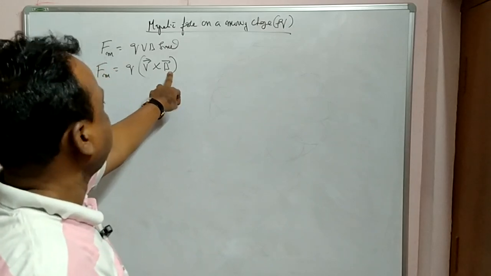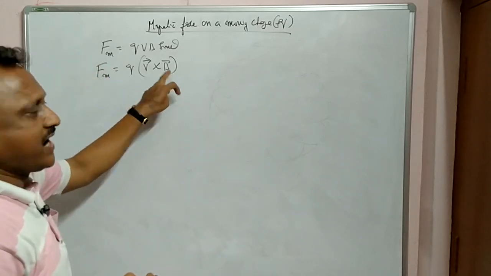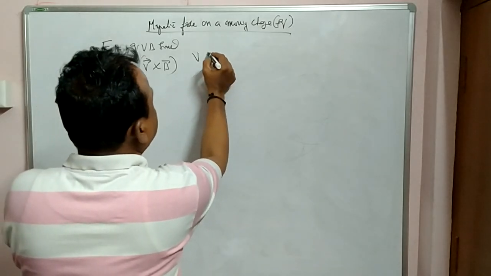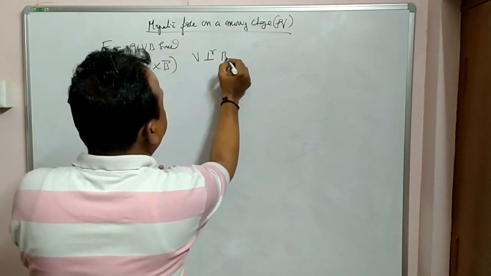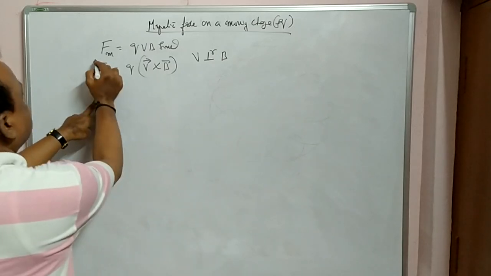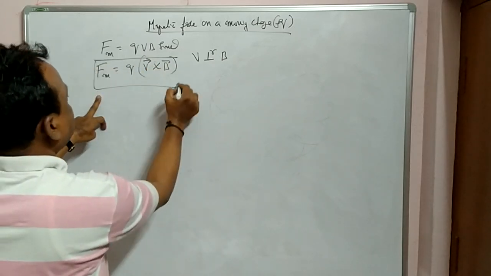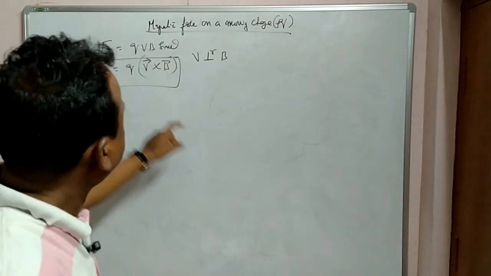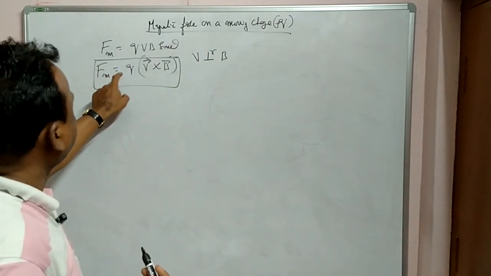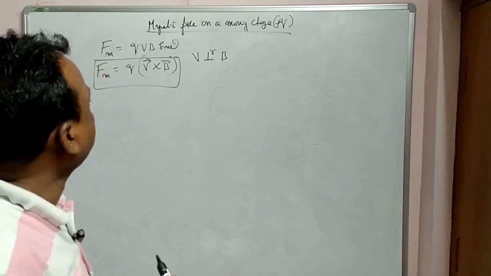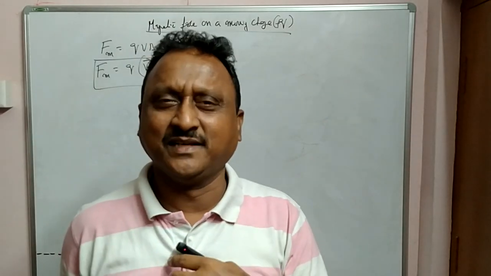V cross B. That means the velocity and magnetic field are perpendicular to each other. So the cross product of these two gives the magnetic force. Q is the charge. This is the force acting on a moving charge. F is the magnetic force, Q V cross B. When you do the cross product, you will get QVB into sin theta.